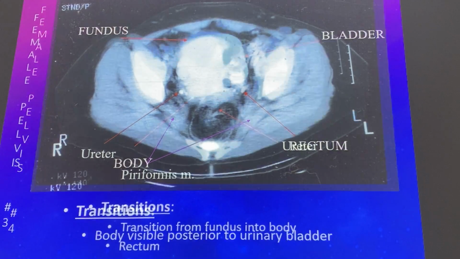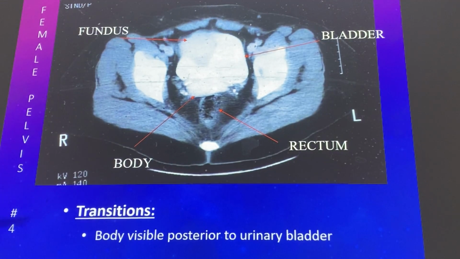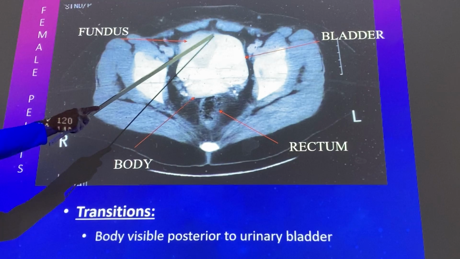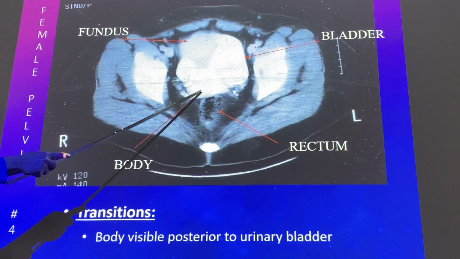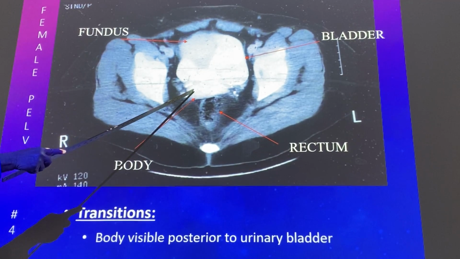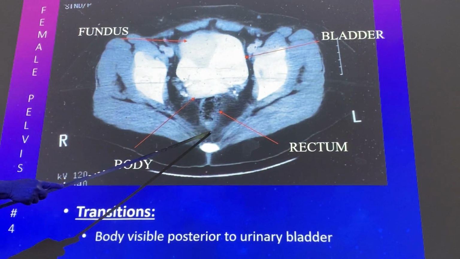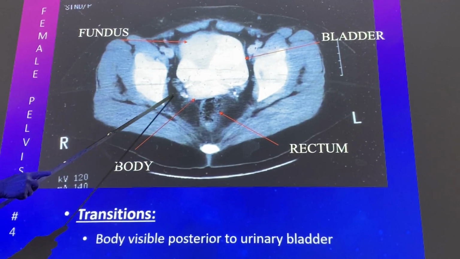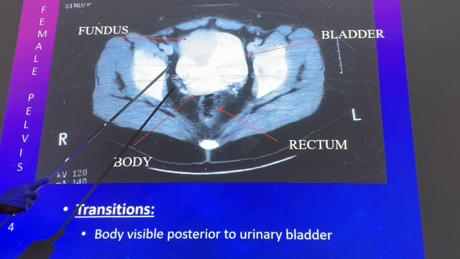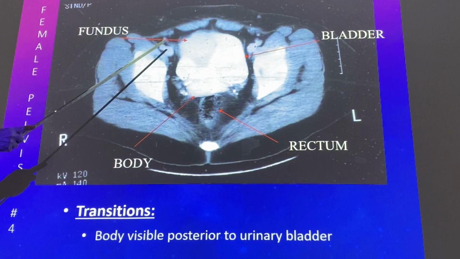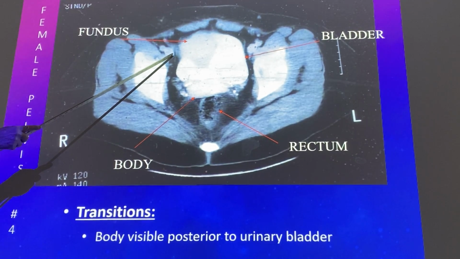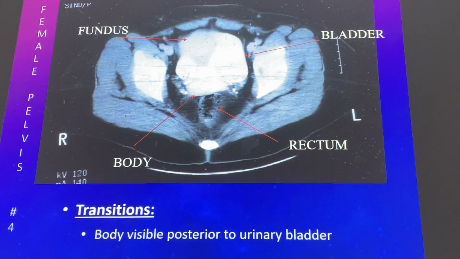Continuing down, I have a little hint of fundus, contrast-filled bladder, body of the uterus running posterior, and down here, rectum. Obturator internus a little bit over here. We don't quite see the externus. We're not quite to the point over here of seeing the head, so we have external iliac vein and external iliac artery, and that's it.